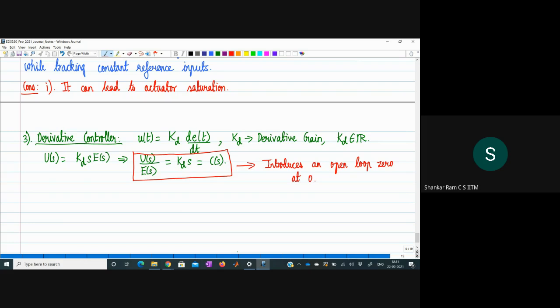Now, if we look at the derivative controller per se, and look at the pros and cons of this derivative controller, what will happen? What does this derivative controller do? Let me take a similar time history plot of E(t). So let's say we plot E(t) and time.